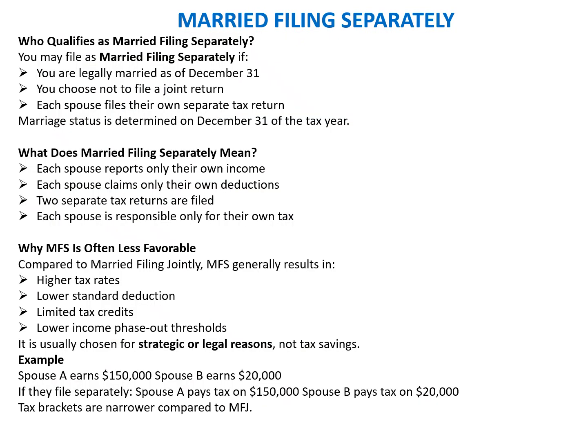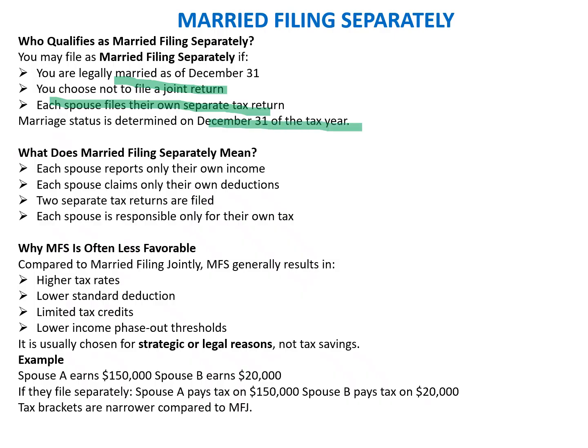Okay. Now, this is the third status, married filing separately. What does this mean? This means that the individuals are married as of 31st December of that particular year, but they have chosen not to file the joint return. Each spouse files their own separate return for that particular year. So marriage status is determined as of 31st December of the tax year.